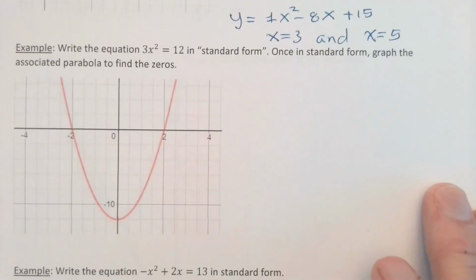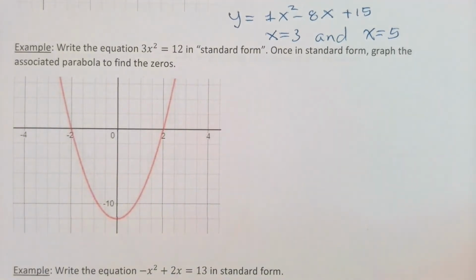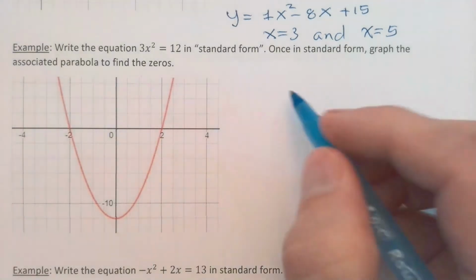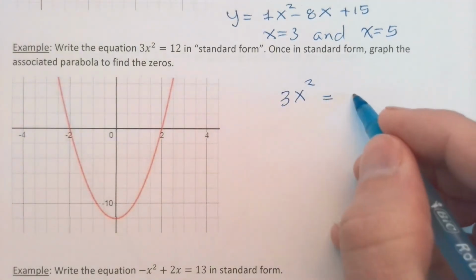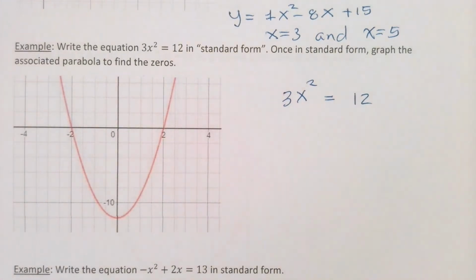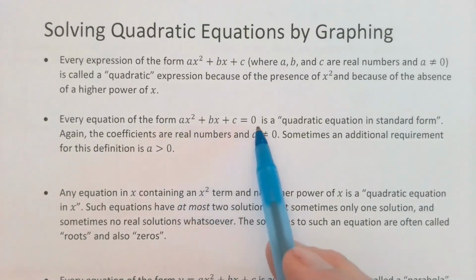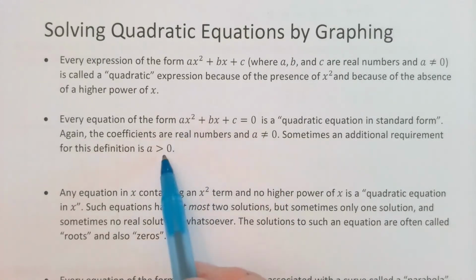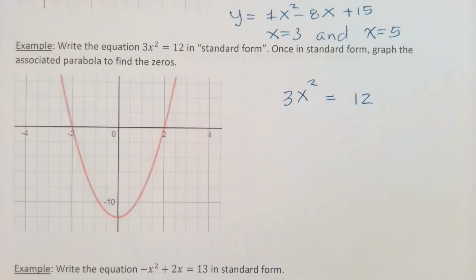Okay, this one involves a little bit more work. This is not in standard form, but with just a little bit of effort we can make it look like standard form. So have we forgotten what standard form is? Let's remind ourselves that an equation that looks like this, where sometimes the a is required to be positive, is a quadratic equation in standard form.